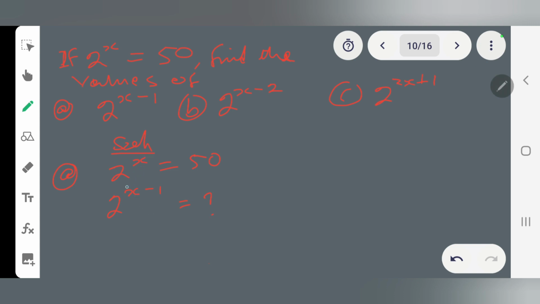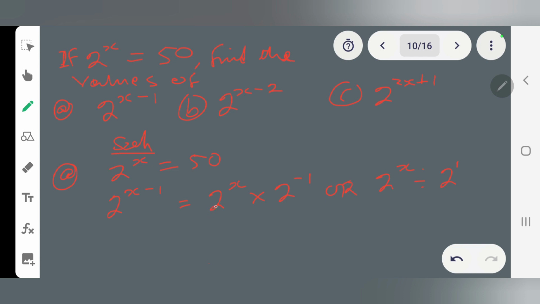So we need to expand this one in the form of 2 raised to the power x multiplied by 2 raised to the power minus 1, according to the law of indices, or 2 raised to the power x divided by 2 raised to the power 1.